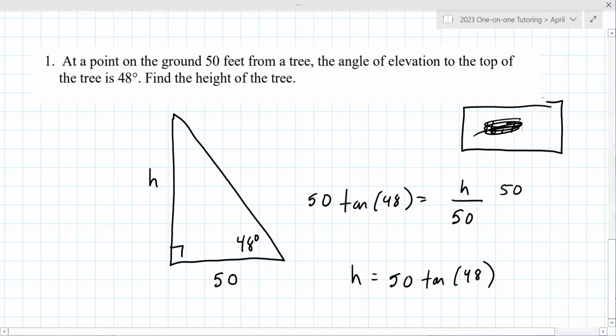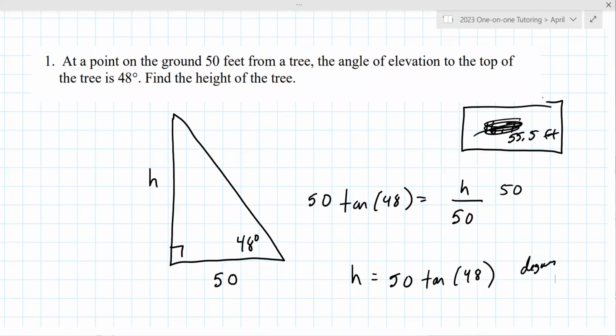The other thing to check is making sure you're in degrees, not radians. It is 55.5 feet then. 55.5 feet. Yeah, degrees. Okay, so I think what I heard is you mixed up 50 and 15. Those are common things to go between. All right, here we go.